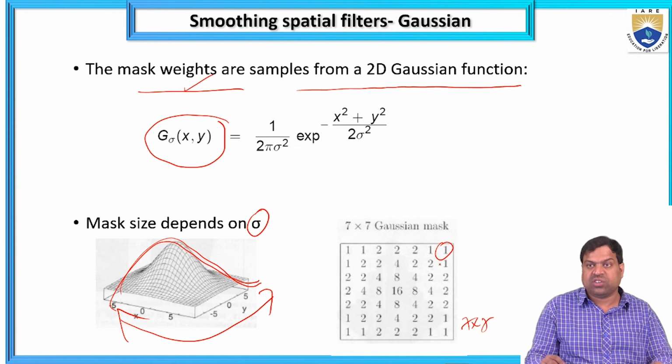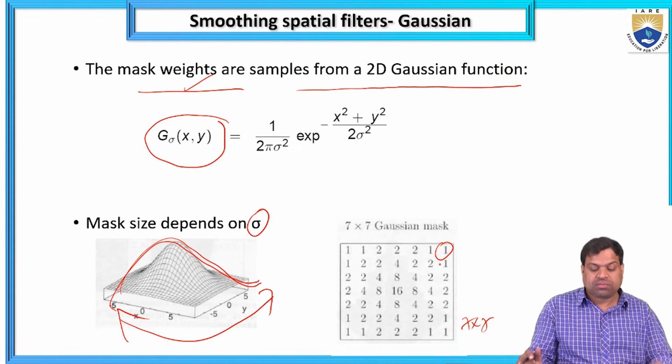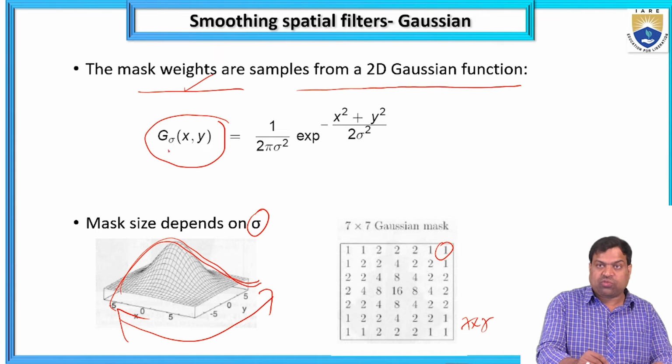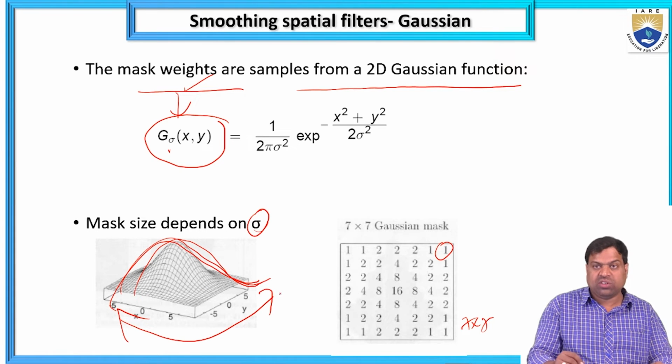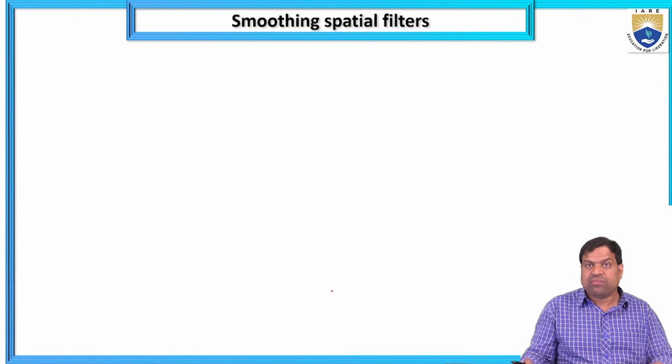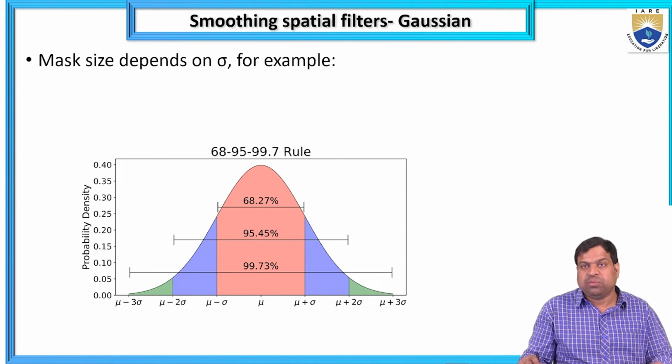So these are the intensity values of the pixels. So here the Gaussian function with mask weights, and here sigma determines the mask size. Depending on your sigma value, the size will change. So mask size depends on sigma.